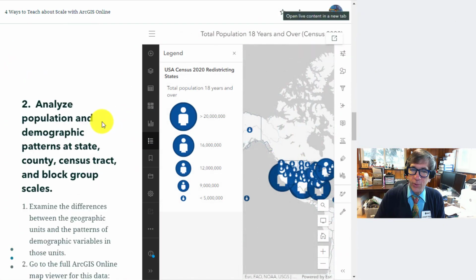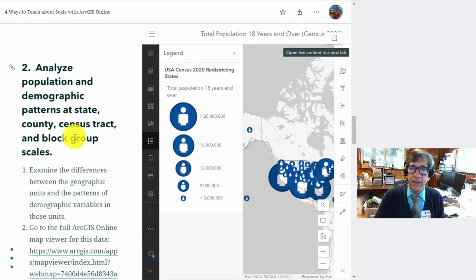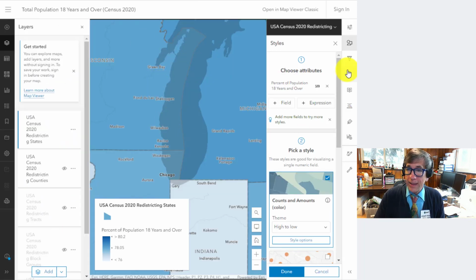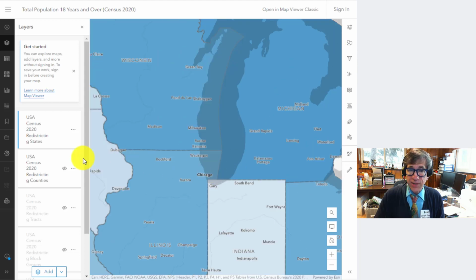Let's go down to another one, and that is analyzing population and demographic patterns at state, county, census tract, and block group scales. Now, this is another, I think, powerful but easily implemented tool. So, for example, if we have a data set, which is easily accessible from the Living Atlas of the World, by the way, you've got 2020 census data and also the American Community Survey data at multiple scales.